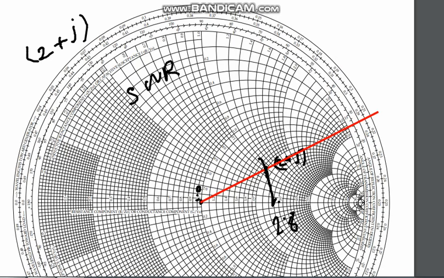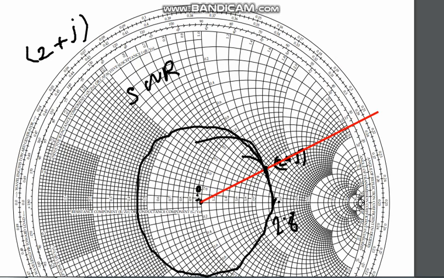You have to just draw a circle on it. It is difficult for me to draw, but still I try. So that I have just drawn. That's the thing: to find the SWR, draw a circle around it.